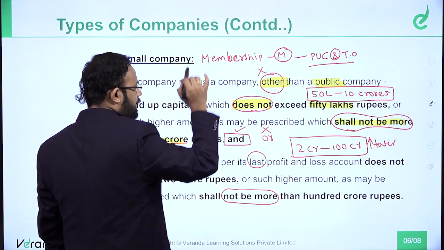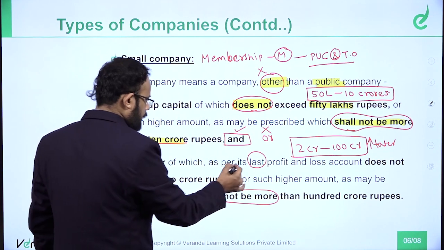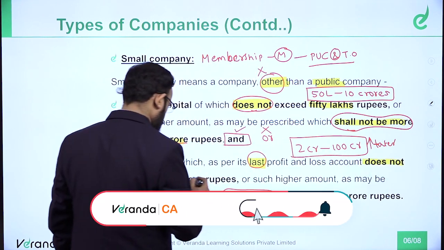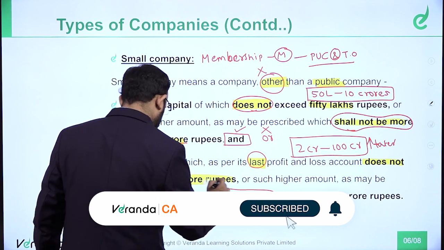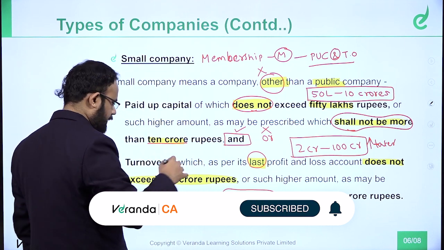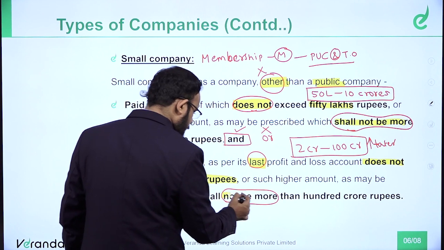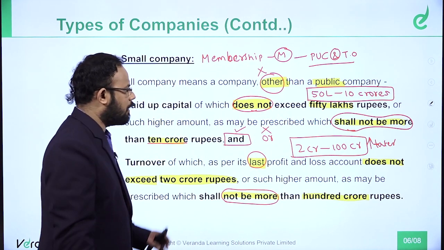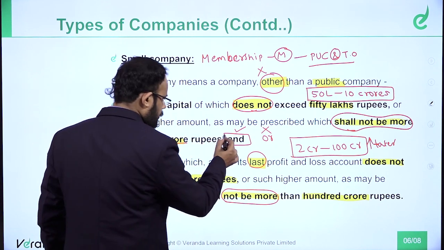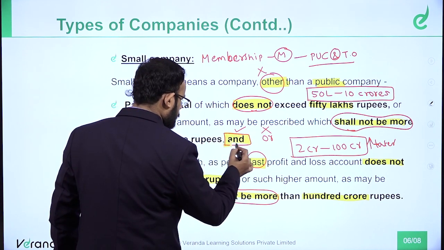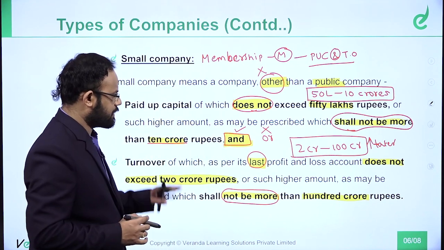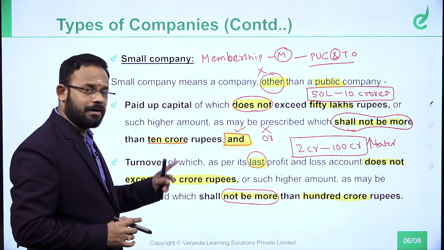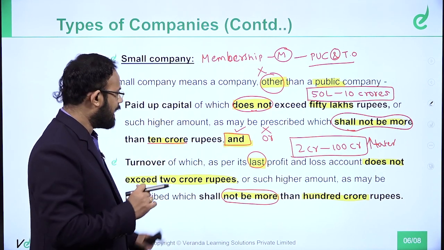So, I put it already very clearly. Turnover, last profit and loss account, not exceeding 2 crores. But if they wanted to do it, if they are increasing that amount, that should not be more than 100 crores. Are we clear? So, all these points and the and condition are very important. I am coloring it fully without leaving a gap. It is not an or condition, it is an and condition. So, we need to be very careful about it.